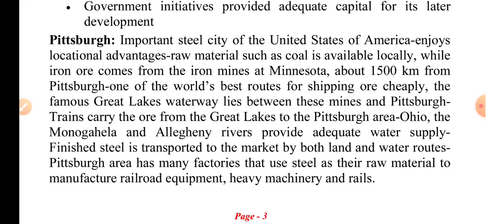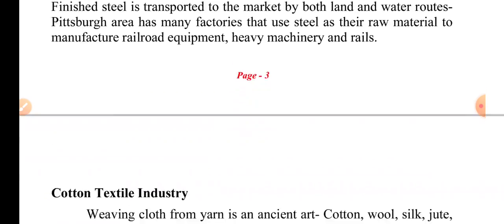Finished steel is transported to the market by both land and water routes, and the Pittsburgh area has many factories that use steel as their raw material to manufacture railroad equipment, heavy machinery, and rails.